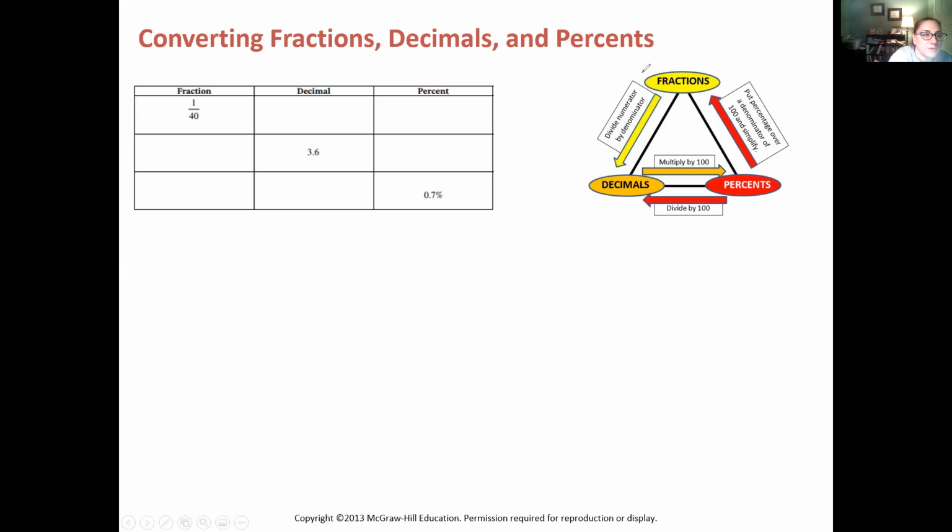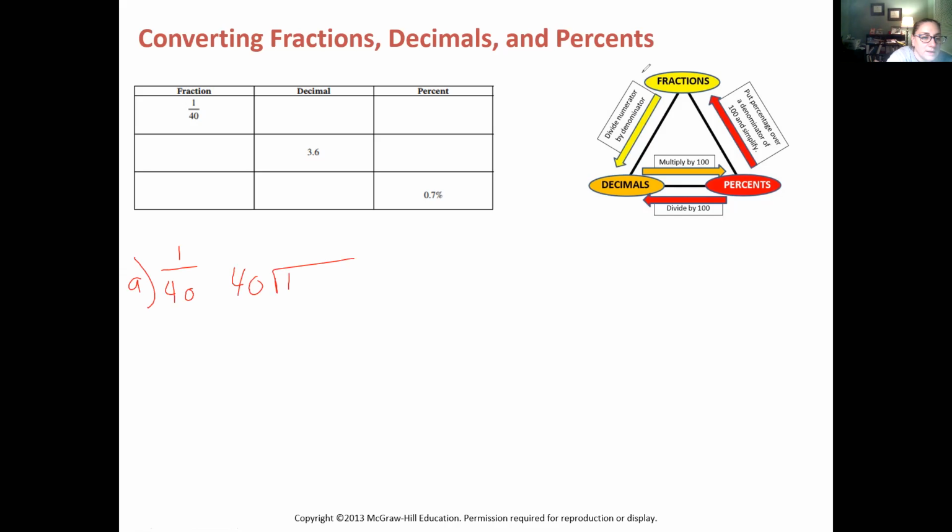So let's look at this first row. The fraction is 1 over 40. So what would the decimal and what would the percent be? It's however you want to tackle it that would help you. For this one, I'll call this letter A. To figure out the decimal, I would divide.